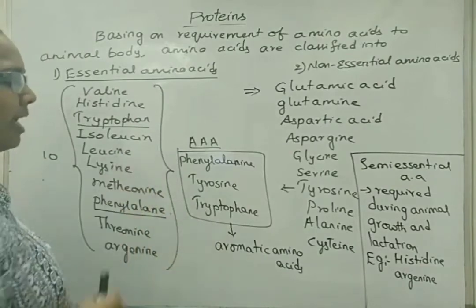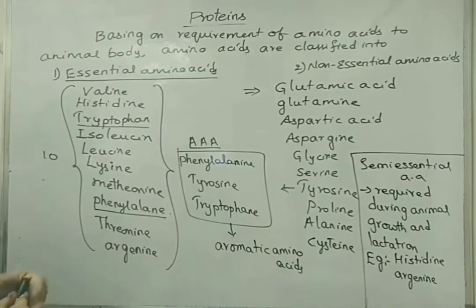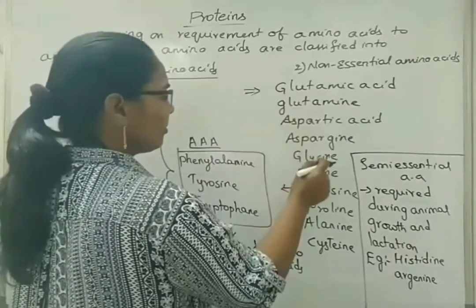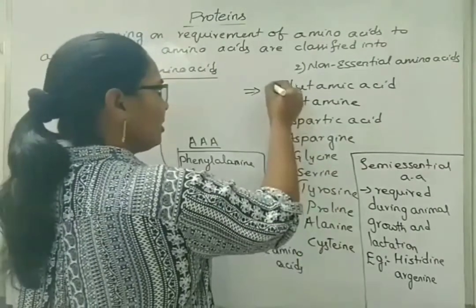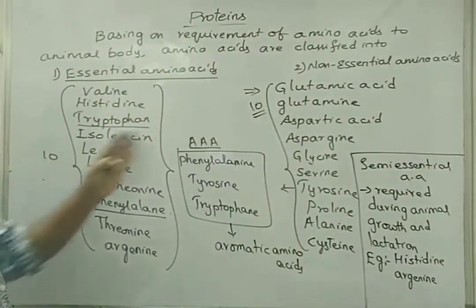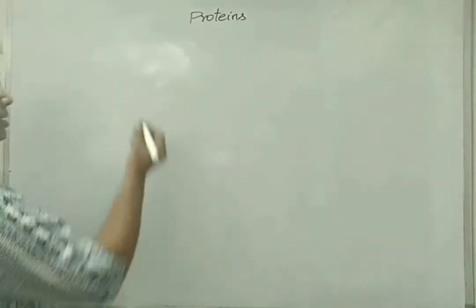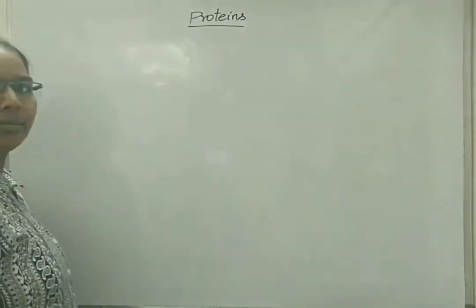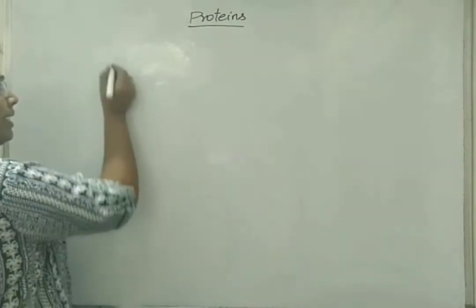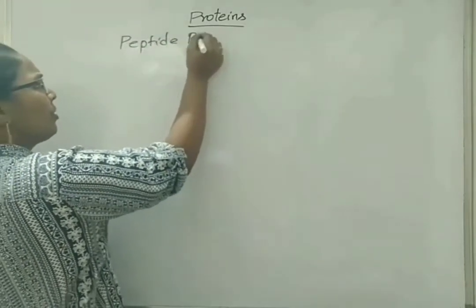These three contain aromatic side chains in their structures: phenylalanine, tyrosine, and tryptophan. And these are essential. If you see the number also, 1, 2, 3, 4, 5, 6, 7, 8, 9, 10. So here also I have listed 10 non-essential amino acids. So 10 plus 10, 20 amino acids are listed here. In the same way, in proteins, which are framed out of amino acids, we see peptide bonds. So, peptide bond formation.